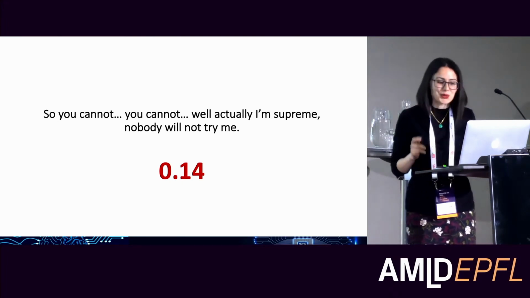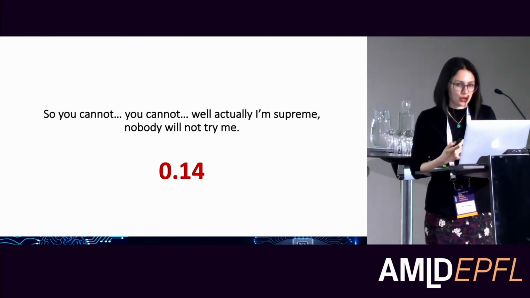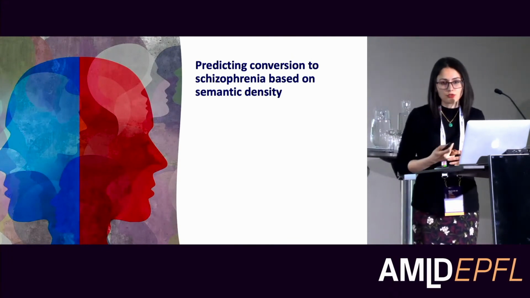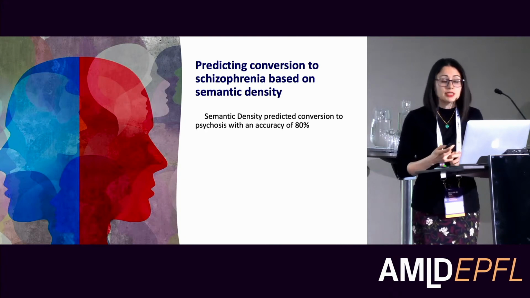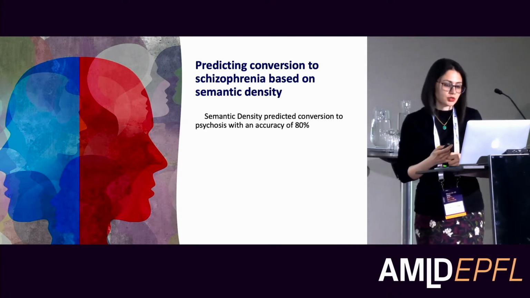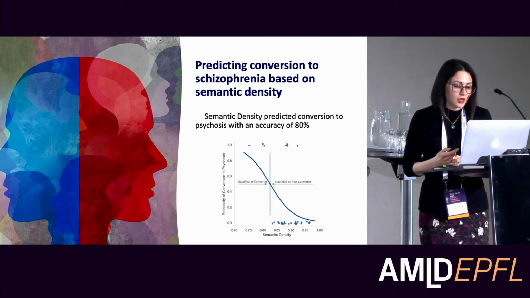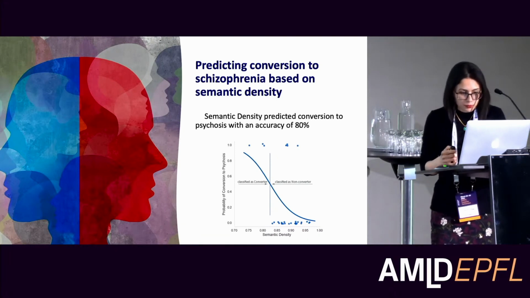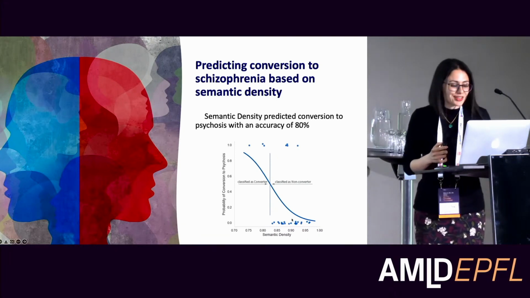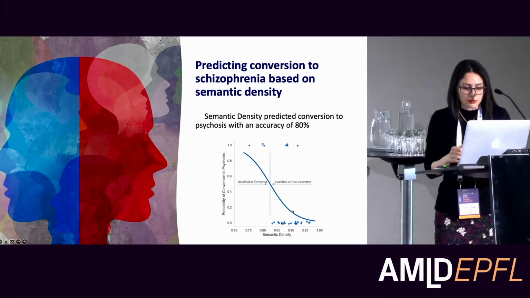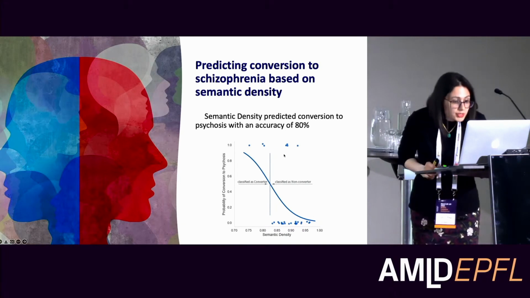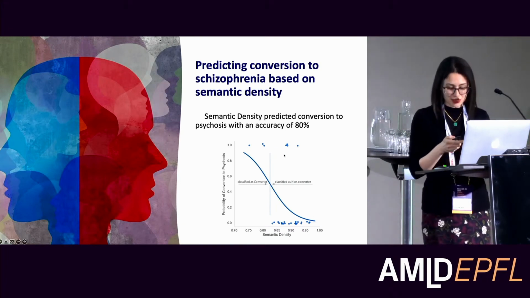But still, okay, we've got a measure of semantic density that is more objective than just rating it from 0 to 10. But in application, we found that after 2 years of following up the individuals, semantic density could predict conversions to psychosis with 80% accuracy. Here we used a logistic binary regression, and I don't know if you see the cursor. Yeah, you do. So here are the true positives and true negatives, and these are the false negatives. So we got an accuracy of 80%.